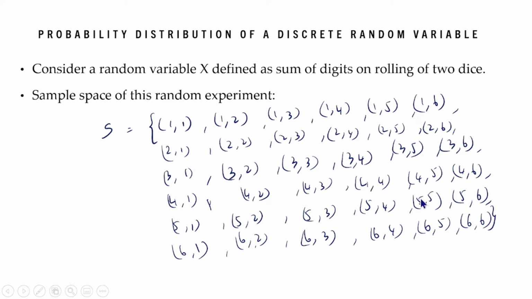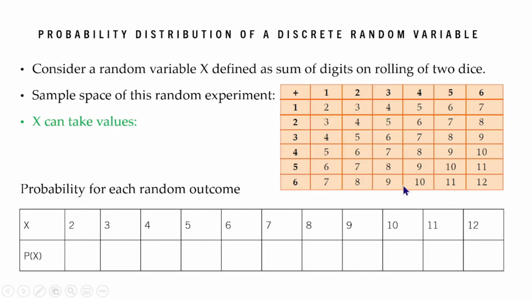Now let us summarize this in the form of a table. If we summarize in the form of a table, here we can see that 1 plus 1 is 2, 1 plus 2 is 3, 1 plus 3 is 4, like that it goes. And finally we get 6 plus 6 is 12. So x can take values 2, 3, 4, 5, 6, 7, 8, 9, 10, 11 and 12. These are the various values which x can take.